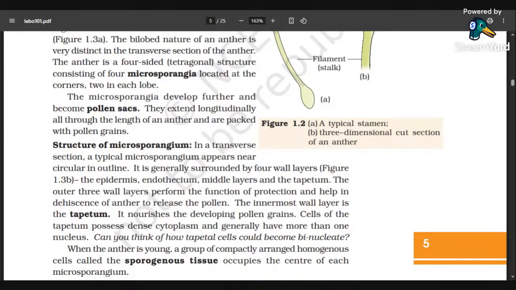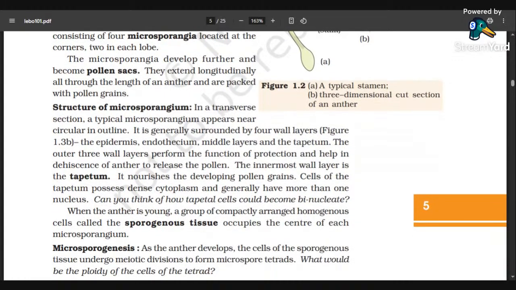It is generally surrounded by four wall layers: the epidermis, endothecium, middle layer, and the tapetum, from the outside to the inside. The outer three wall layers perform the function of protection and help in dehiscence of anther to release the pollen grains. The innermost wall layer is the tapetum. It nourishes the developing pollen grains.